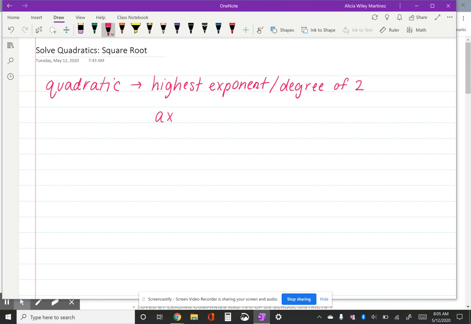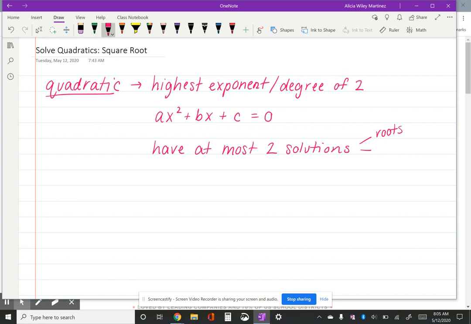One of the more popular ones that we've talked about is what we call standard form, ax squared plus bx plus c. We're going to set that equal to 0 to make it an equation. Also remember that a quadratic will have at most 2 solutions. So it could have no solutions, it could have 1 solution, or it could have 2 solutions. And the different names for those are solutions, roots, zeros of the functions, and also x-intercepts.